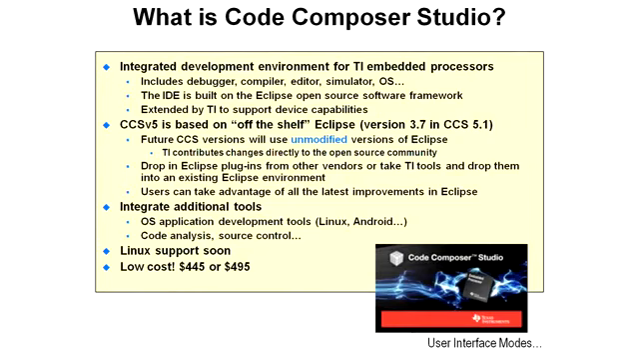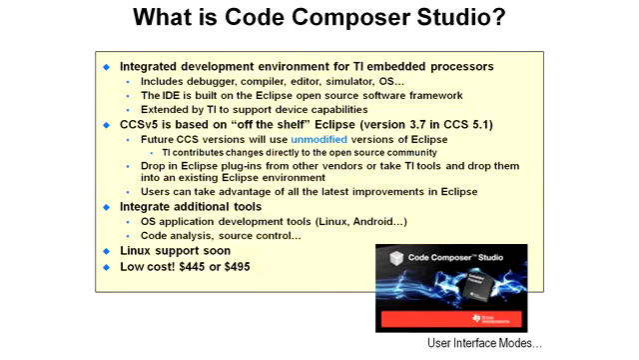Code Composer Studio version 5, in our case version 5.1, is based on an off-the-shelf version of Eclipse. In 5.1, that's version 3.7. Future versions of Code Composer are going to use unmodified versions of Eclipse. So we are contributing directly to the open source community. That means you're going to be able to drop in a new version of Eclipse. You're going to be dropping Eclipse plugins from other vendors, or take TI tools and drop them into an existing Eclipse environment. As a user, you can take advantage of all the latest improvements that are being done to Eclipse.